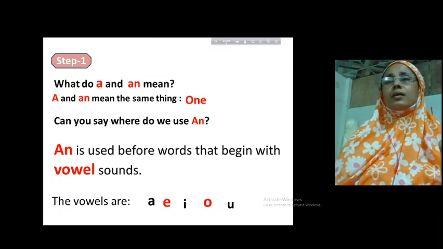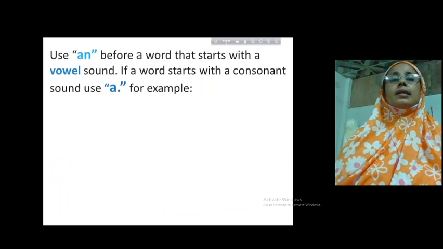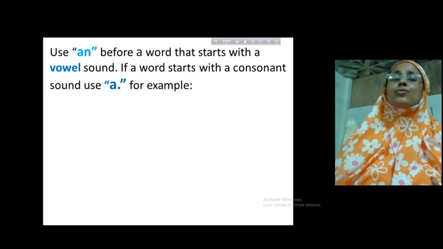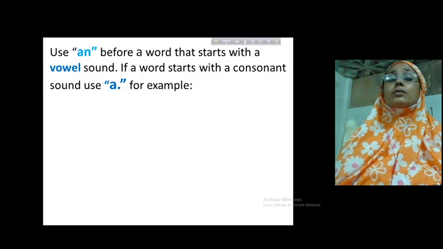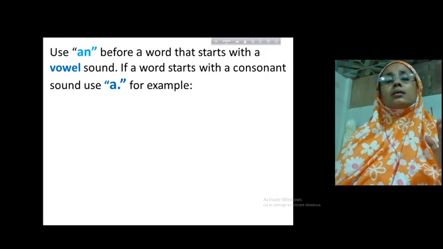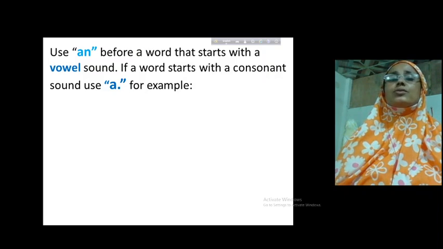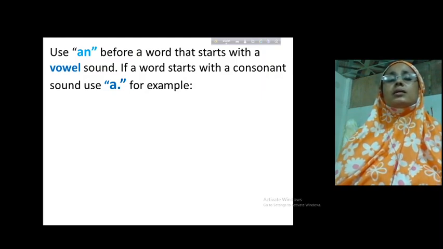Repeat after me. A, E, I, O, and U. Okay, that's great. And where do we use an? Use an before a word that starts with a vowel sound. Be careful. Vowel sound, not only the letter. If a word starts with a consonant sound, we use what? A, the letter A, and we sound it a.